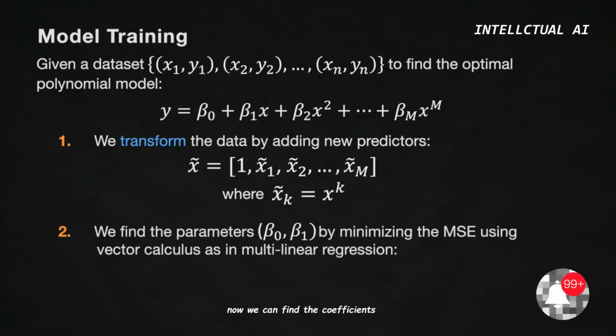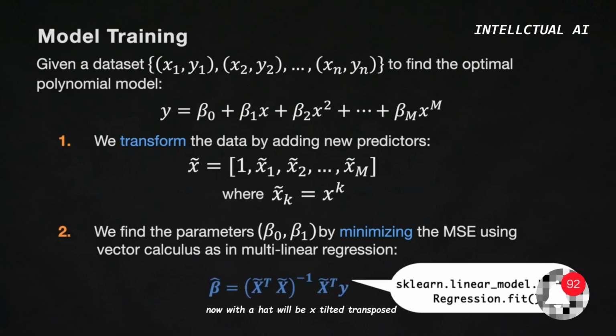Now we can find the coefficients for each polynomial degree by minimizing the MSE using vector calculus, as we have shown in the multilinear regression. Now beta hat will be x tilde transpose x tilde, the whole thing inverse, times x tilde transpose times y.